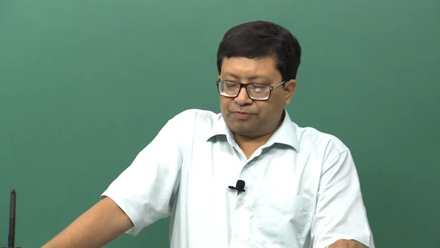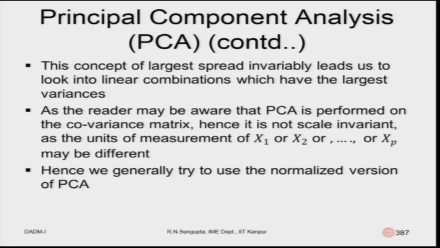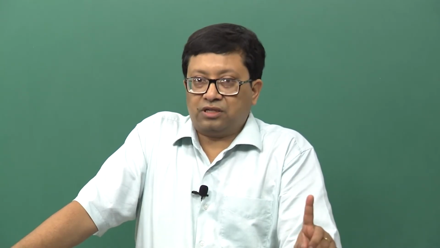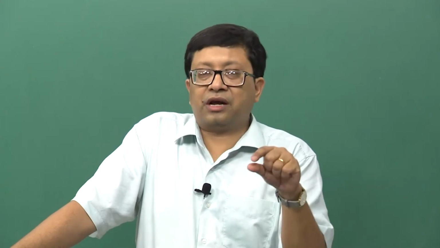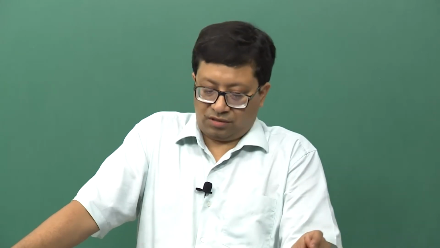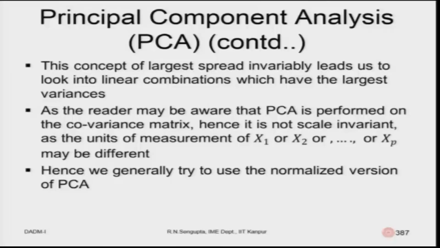The concept of largest spread invariably leads us to look into linear combinations which have the largest variance. So, the spread being large means variability is large, spread being low means variability is low. As the reader may be aware, principal component analysis is performed on the covariance matrix. So, obviously, when we have x1 to xp, remember that the matrix we have may not be independent of each other. So, the combinations we are formulating are made in such a way that they are forced to be orthogonal to each other. Hence, it is not scale invariant.